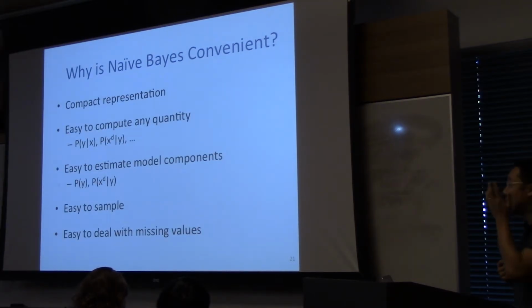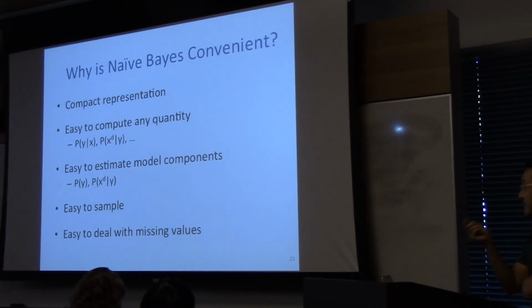Okay, so why is naive Bayes convenient? Well, it has a very compact representation. The number of parameters scales linearly with the length of the feature vector x. As I'll show, it's easy to compute any quantity. It's easy to estimate the components, easy to sample, easy to deal with missing values.